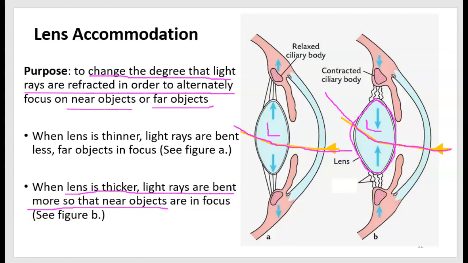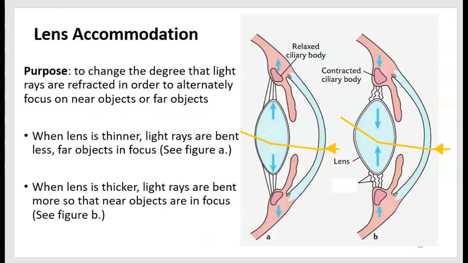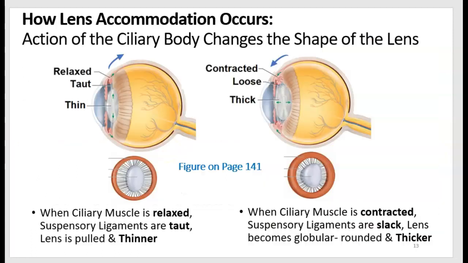And our eyes use this ability to see far objects when the lens is thin and see near objects when the lens is thick, or at least bring them into focus. You might be able to see a blurry image if the lens can't become thicker or thinner, but the ability for the lens to do this means we can bring both objects near and far into focus.